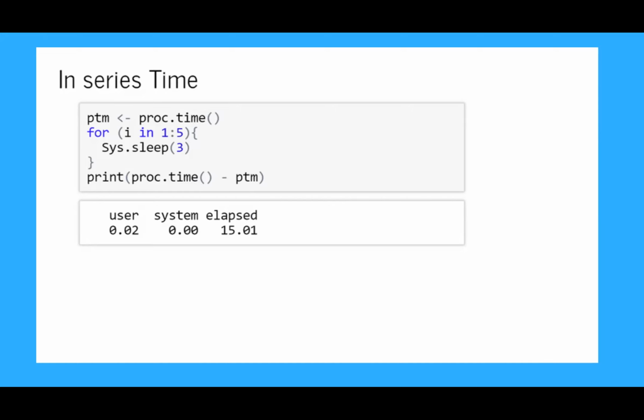It's going to iterate over sleep 3 times, right? So how long is this going to take? You imagine, well, it takes 15 seconds, right? You tell the computer to sleep 5 times, 3 times 5, 15. And this is running in series.